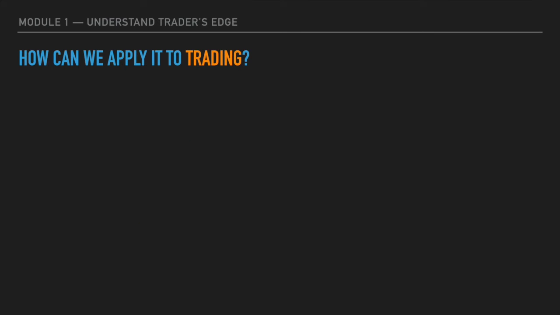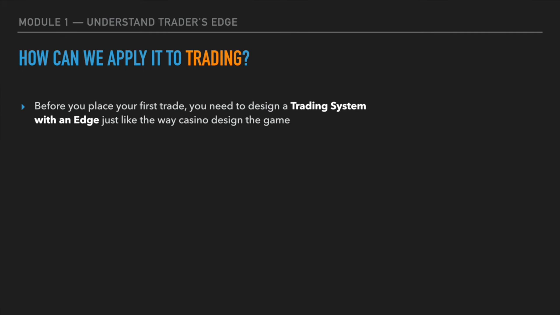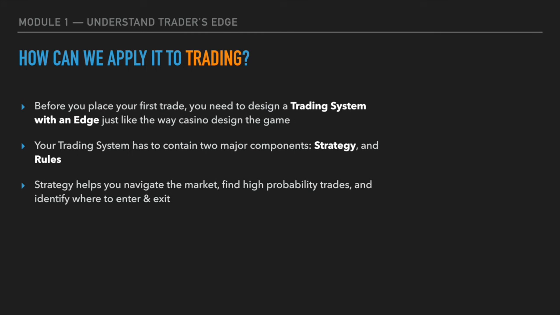So how can we apply all this to trading? Before you place your first trade, you need to make sure that you have a trading system with an edge, just like how casinos design a game with a betting edge that favors the casinos. Your trading system has to contain 2 major parts, strategy and rules. Strategy helps you navigate the market, find the high probability trade setups, and tell you where to enter and when to get out.